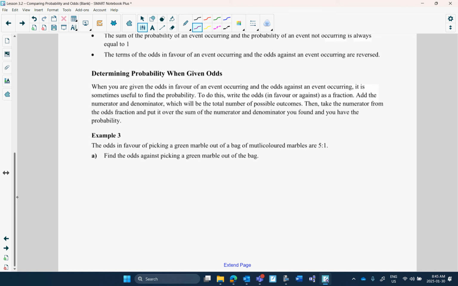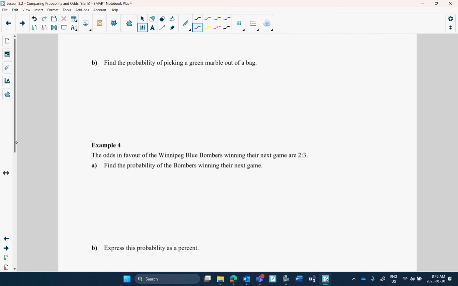The odds in favor of picking a green marble out of a bag of multicolored marbles are 5 to 1. What are the odds against? 1 to 5. Okay. What's the probability of picking a green marble?